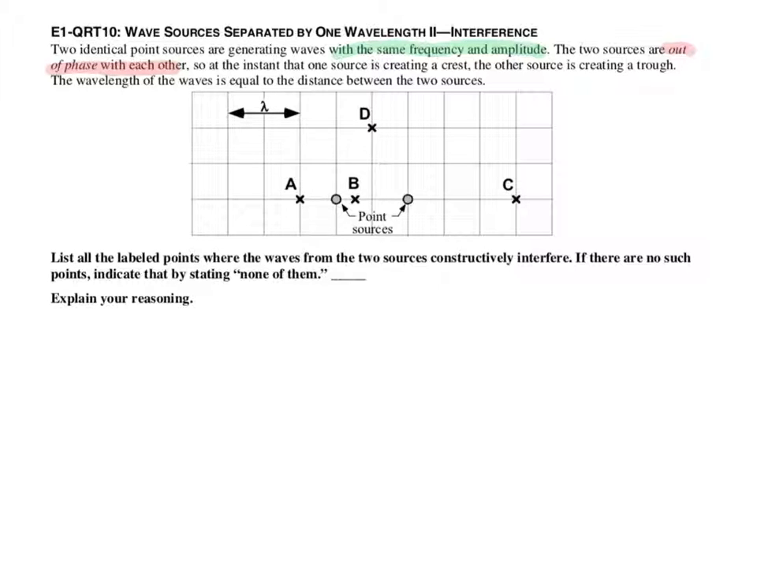The wavelength of the waves is equal to the distance between the two sources, which I'm going to also mark to highlight for us. These are our sources. And then we are asked to label all the points where the two sources constructively interfere. And when we're done with that, we're also going to do where they destructively interfere.